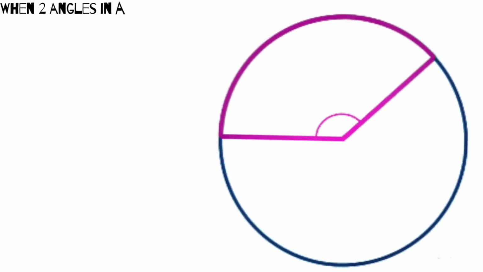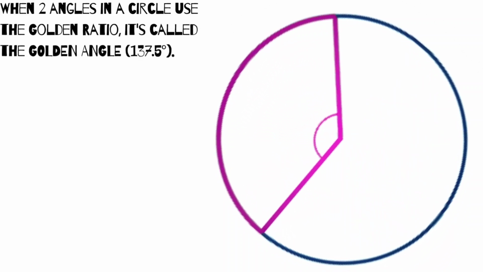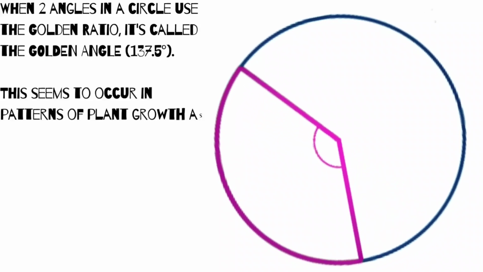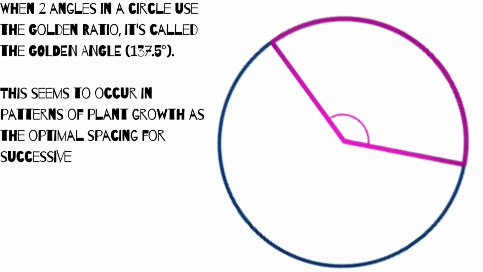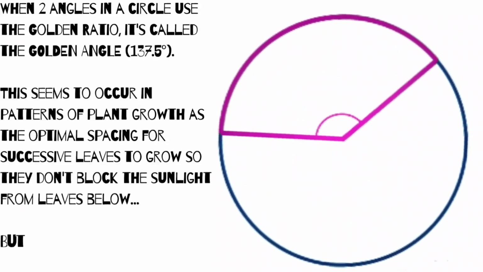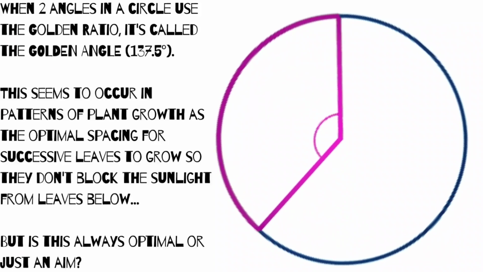When two angles in a circle use the golden ratio, it's called the golden angle, which is 137.5 degrees shown in pink. This seems to occur in patterns of plant growth as the optimal spacing for successive leaves to grow so they don't block the sun from leaves below. But is this always optimal or just an aim?